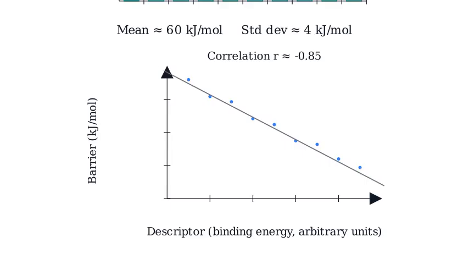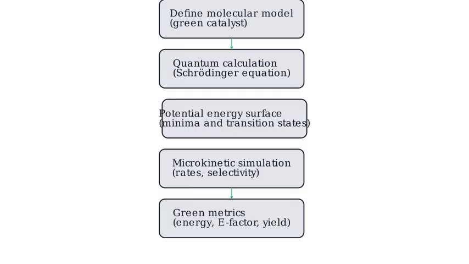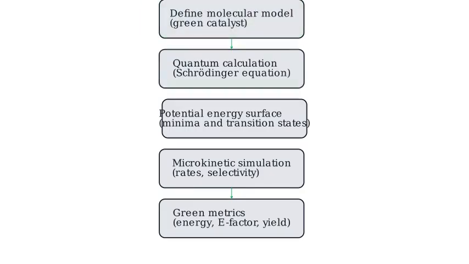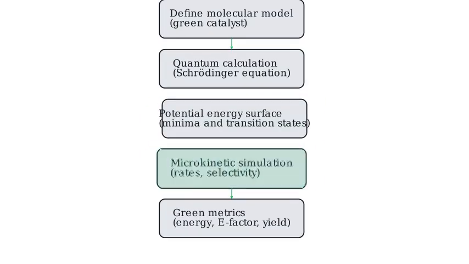Here, a binding energy descriptor correlates negatively with the barrier, with a correlation coefficient near minus 0.85. Putting it together, the workflow for green catalytic design is: define a molecular model for a green catalyst, run quantum calculations, and solve the Schrödinger equation, construct the potential energy surface, simulate the kinetics to predict rates and selectivity, and evaluate green metrics like energy, E-factor, and yield.